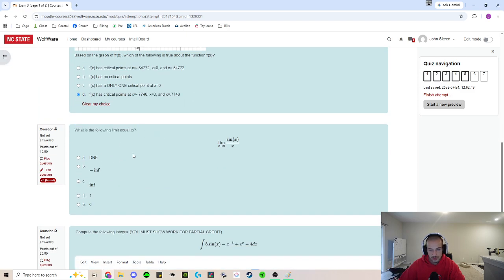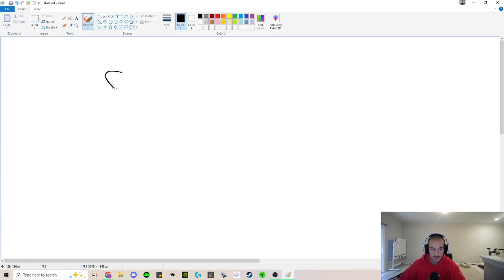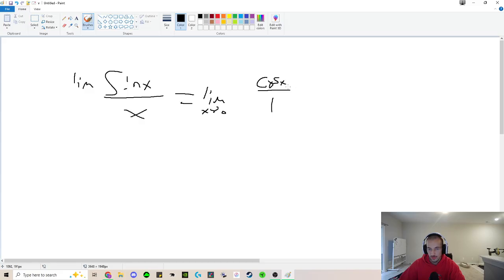What is the following limit equal to? So when we see something like this, if you plug in your limit, what do we get? It's going to be 0 over 0, right? So how do you figure out what the limit is? Well, that's when you take the derivative, right? So here the limit of sine of x over x is going to be the same thing as the limit of, what's the derivative of sine? Cosine. What's the derivative of x? 1. This is going to be the limit as x approaches 0 of cosine, and what is that? We know that cosine of 0 is 1.